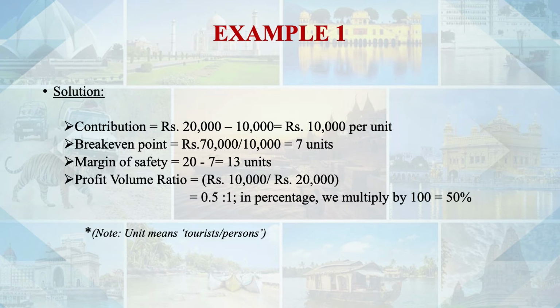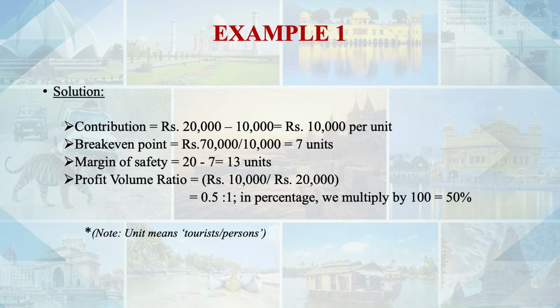And if we take 20 tourists in a group, then the margin of safety will be 20 minus 7. 7 is the break-even point. 13 units. 13 tourists extra he is taking. So after 7, he can reduce the price even to 18,000. He should cover variable cost because that will increase as the number of tourists increases. If he reduces the price and gets more tourists in that group, his revenue will increase, his profit will increase. And this is the whole concept that we are trying to understand with the help of break-even point.